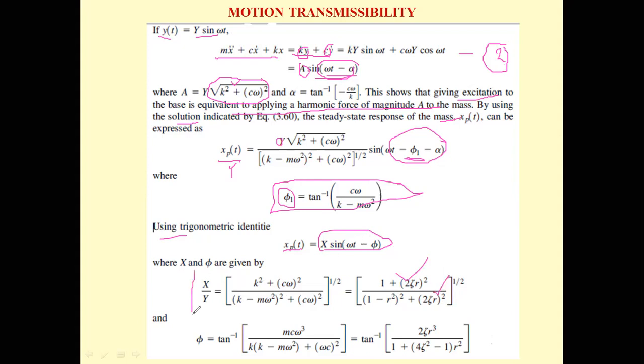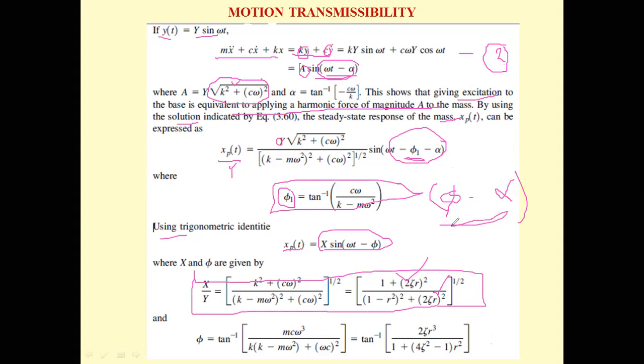So this is the value of X upon Y, and we know that the phase angle in this condition is phi 1 minus alpha or phi minus alpha. In that, the value of phi is tan inverse of c omega upon (k minus m omega square), that is nothing but tan inverse of 2 zeta omega upon omega n divided by 1 minus (omega upon omega n) square. And what is the value of alpha? Alpha is nothing but the tan inverse of c omega upon k. So this c omega by k is nothing but 2 zeta omega upon omega n, tan inverse of 2 zeta omega upon omega n. So all this we have already seen in unit number 2.